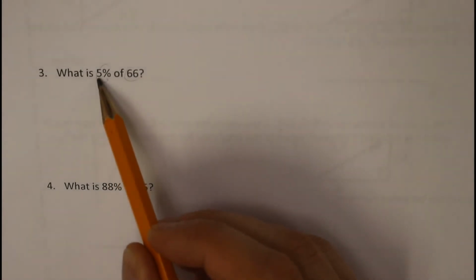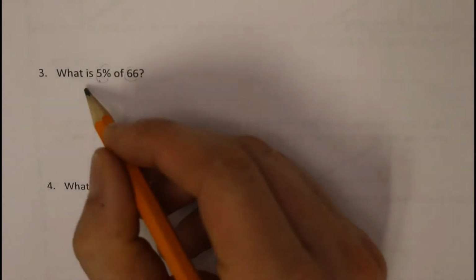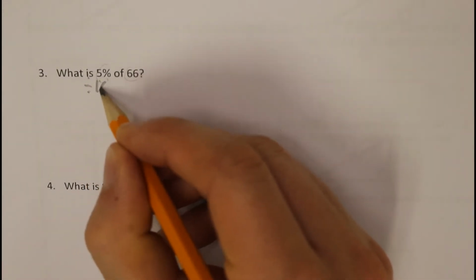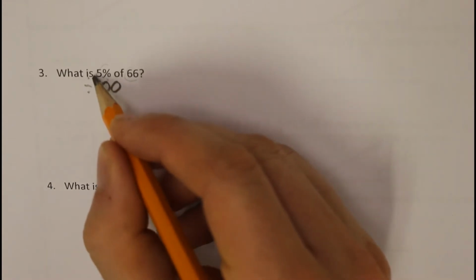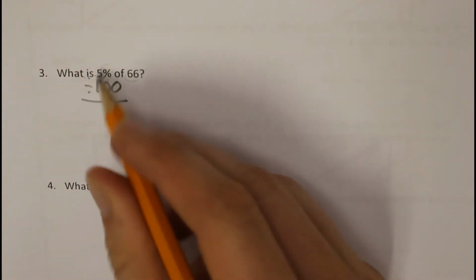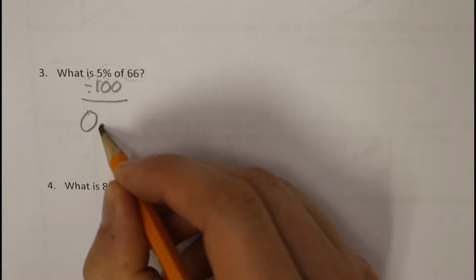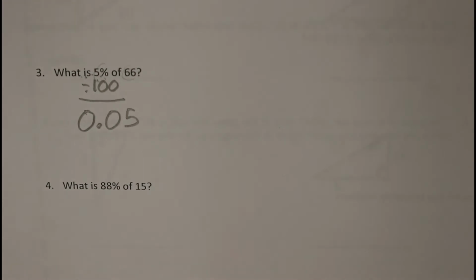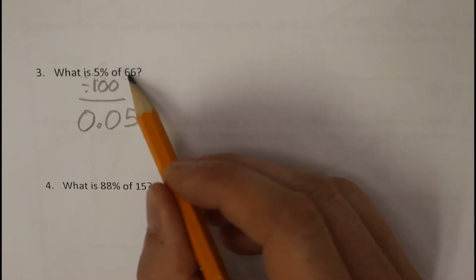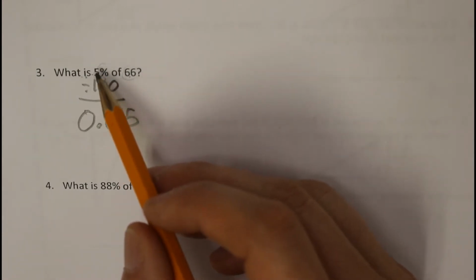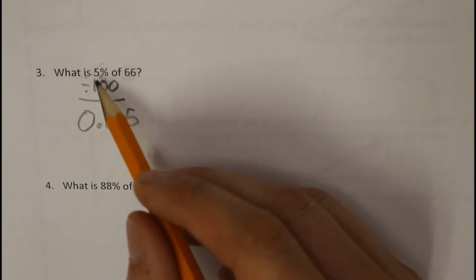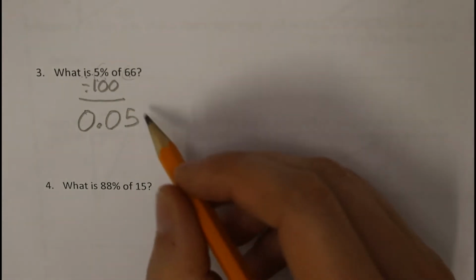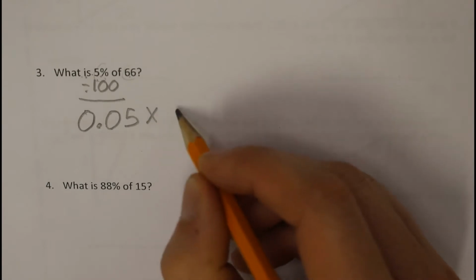So what you have to do first is turn the percent into a decimal. You do this by dividing it by 100, or moving the decimal 2 places over. So 5% becomes 0.05. Turn it to a decimal, and then you multiply it by the amount. So we're trying to find out what 5% of 66 is. Or you can think of this as, what's 5% of 100? It'd be 5. What's 5% of 66? Well, we multiply the decimal by 66.